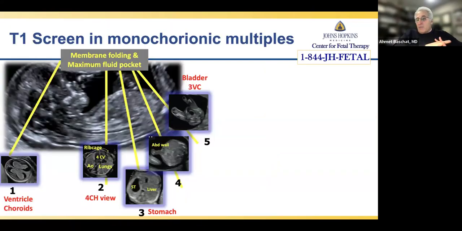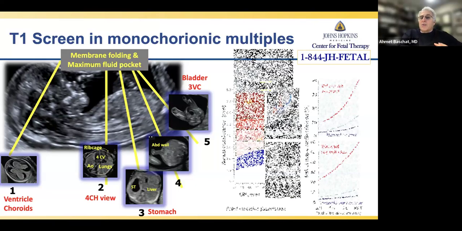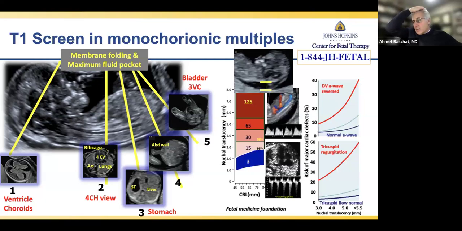It's also important to recognize that monochorionic twins have higher risks of CNS anomalies, cardiac anomalies, also abdominal and genitourinary anomalies. So the first trimester anatomy survey is important for patients that undergo nuchal screening because you can identify babies with discordant anomalies.